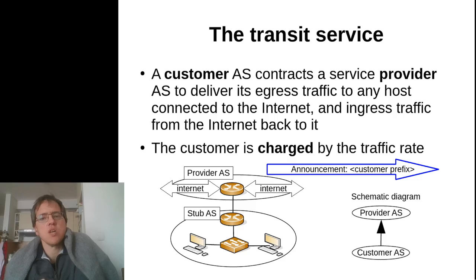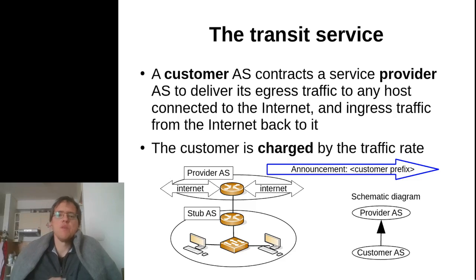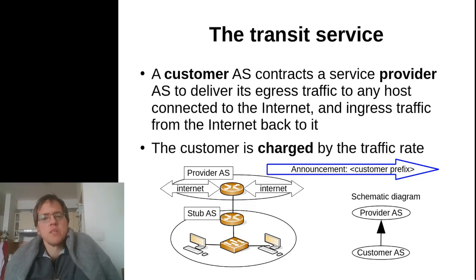The customer is charged by the traffic rate it exchanges with the rest of the internet. So this basically boils down to paying a monthly fee to the transit AS. How that fee is actually paid will be one of the most important topics of this lecture.